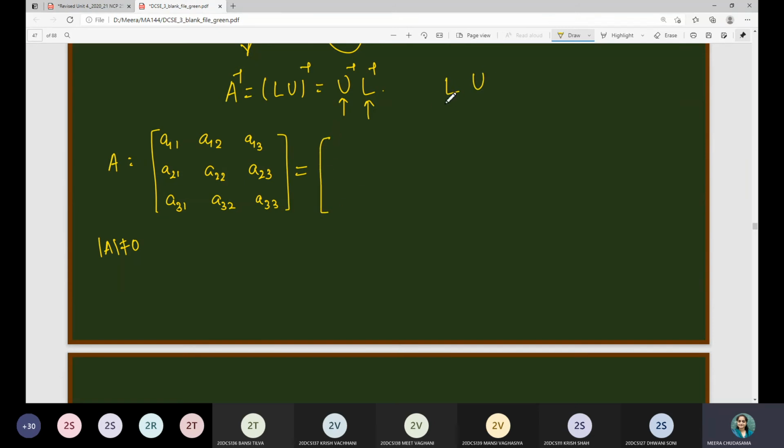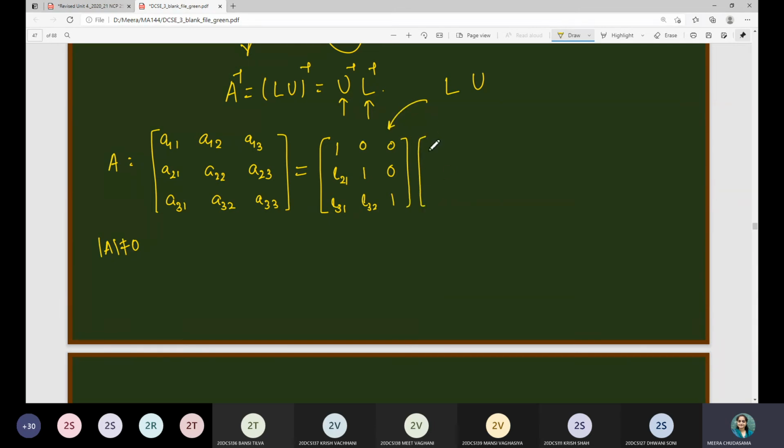So I will consider L as a matrix; since A is 3 cross 3, L will also be 3 cross 3, and U will also be 3 cross 3. I have to consider L with the diagonal entries equal to 1. Since this is the main diagonal and a lower triangular matrix, above the main diagonal all entries will be 0. Now let us denote the other entries. This is second row first column, so L21, this one will be L31, L32. So that is your L.